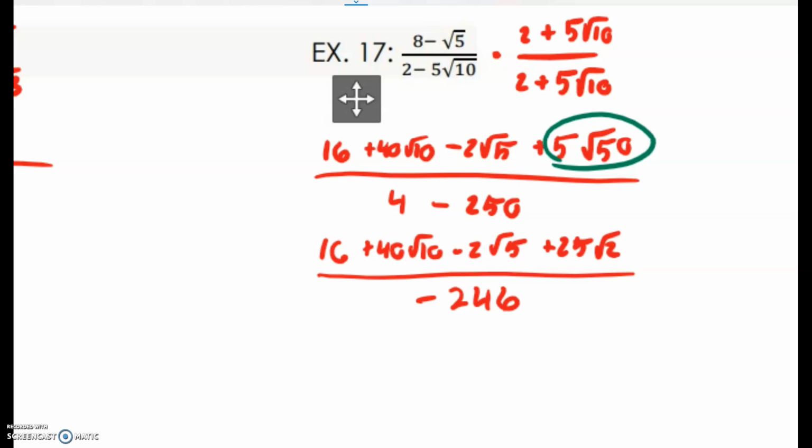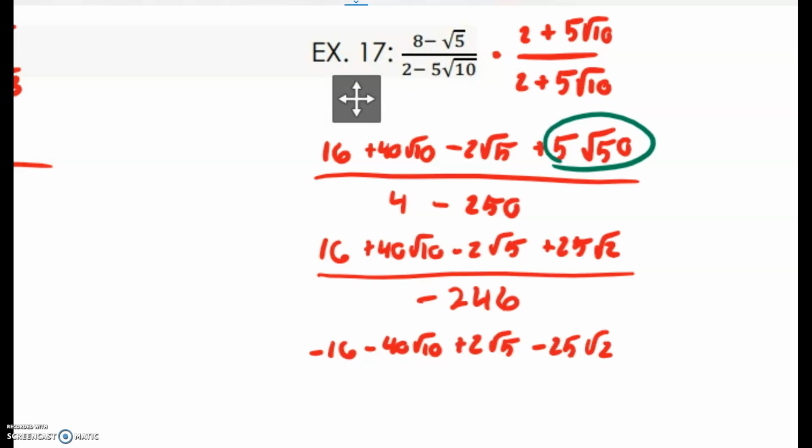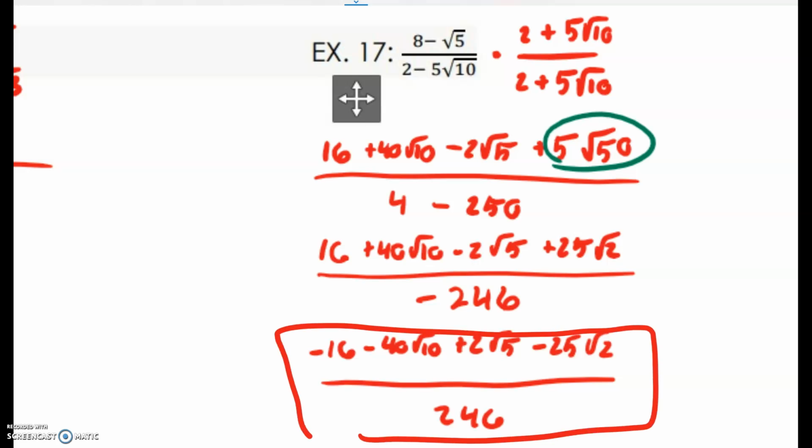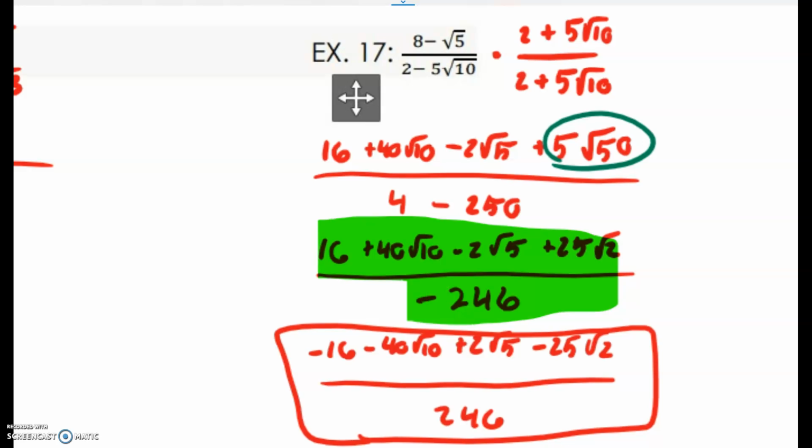Now, one thing that I do notice is I have a negative in the denominator. If you left it this way, I would be fine with it. But a lot of times, if there's a negative in the bottom, we like to distribute it up to the top. So I will do that, and I'll just switch this to a negative 16 minus 40 radical 10 plus 2 radical 5 minus 25 radical 2 all over 246. So I'm going to leave it like this, and there's nothing else that we can do with that problem. Like I said though, if you left it this way, I'm okay with that too.